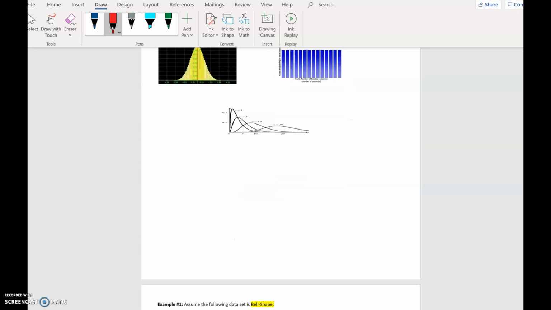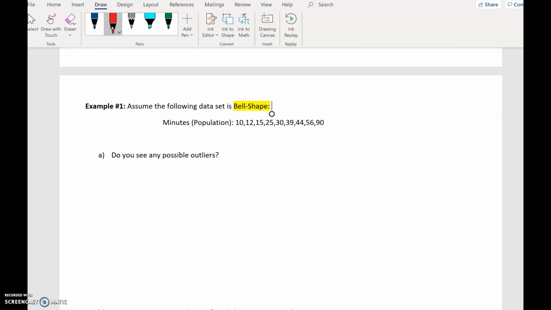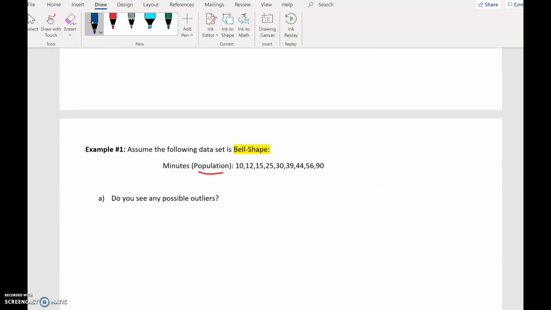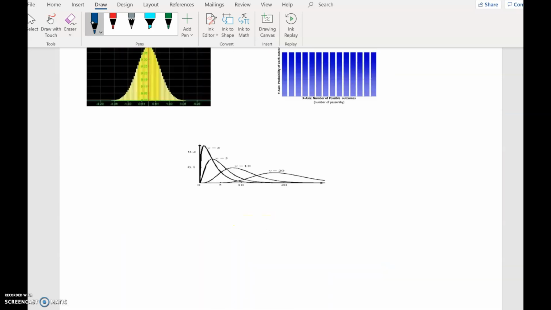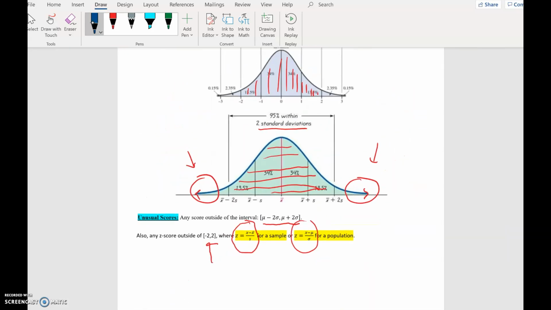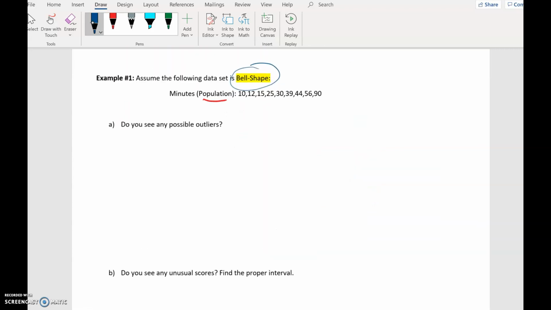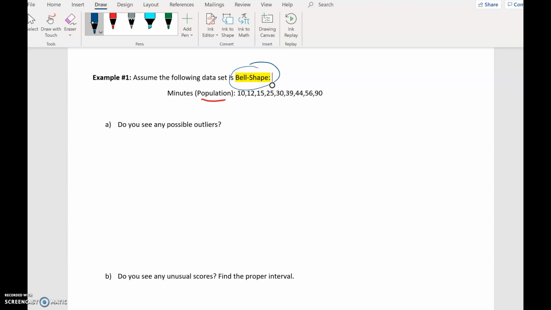But let's take a look at an example. This is the most likely scenario that we could encounter. We're looking at a data set, and actually this is considered to be a population. The first question that they ask us is, do you see any possible outliers? Now, remember that here we're told that the data is bell-shaped. This is huge because we know that if it's bell-shaped, we're looking at this scenario. So we're looking at 2 standard deviations away from the mean, and we're looking for possible outliers on the edges.